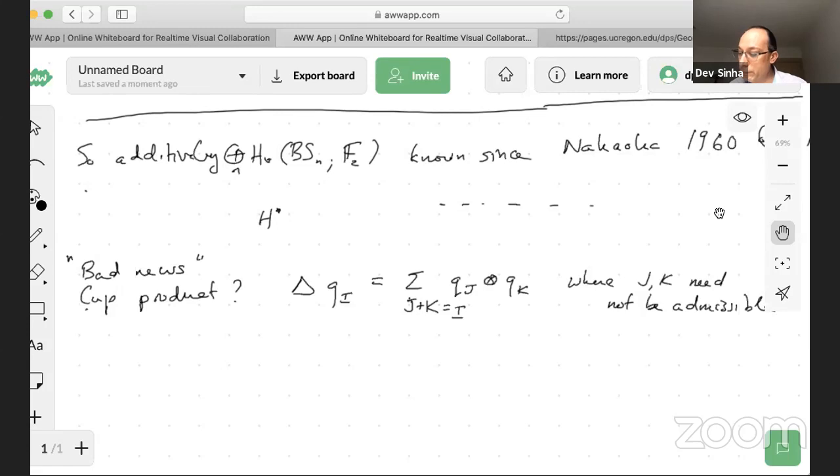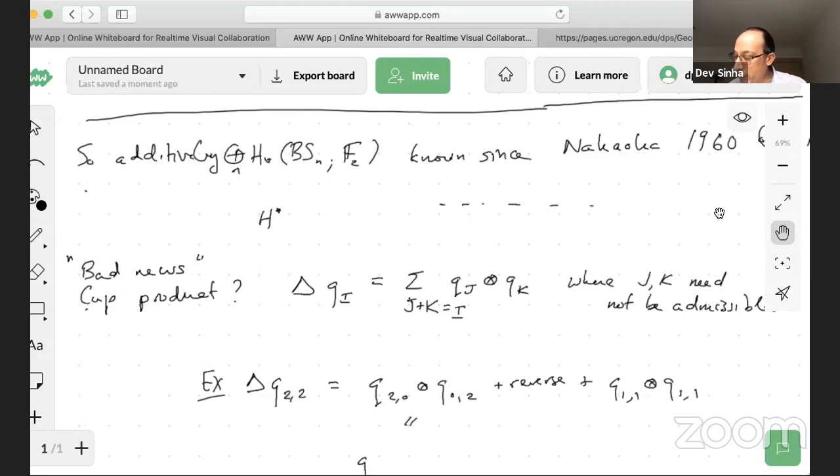And so let me give you just the first example where this comes up. The coproduct on Q22, which is this 6-dimensional class, 2 RP2s floating around and typically in S2. That coproduct is Q20 tensor Q02 plus its reverse, it's cocommutative, plus Q11 tensor Q11. And this, by an Adem relation, is Q01 tensor Q02, then plus its reverse, plus Q11 tensor Q11.